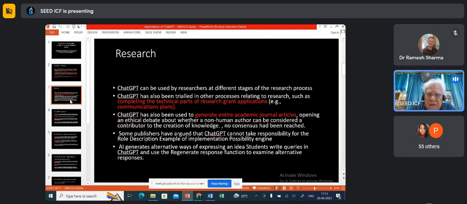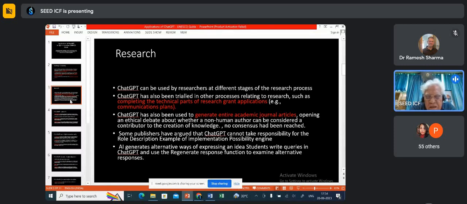But research can also be done through ChatGPT software, and it has been tried out for tasks relating to research, such as completing the technical part of research grant applications, and communication plans. How are you going to communicate your research study and other things? It can also generate an entire academic journal article. This has been done by many people, and therefore questions have been raised whether a ChatGPT generated article can be accepted.